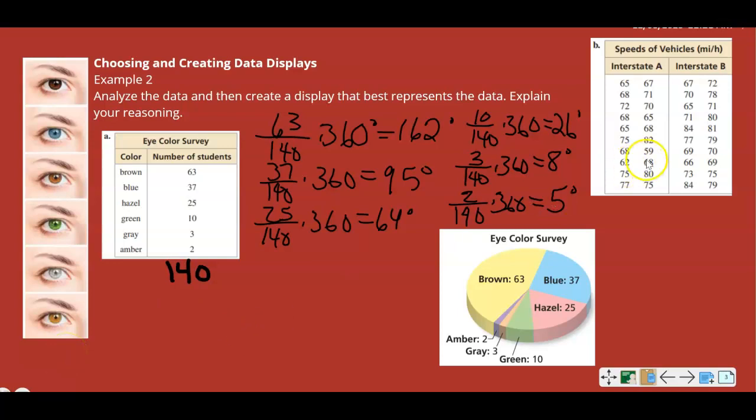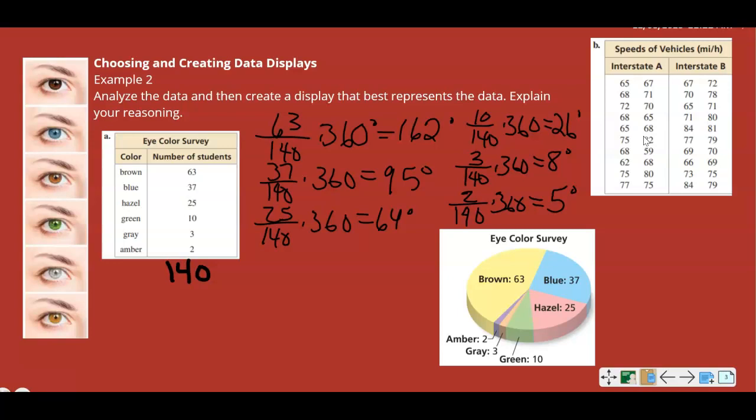All right, going to quickly talk about B part. B part's up here in the corner. It says speeds of vehicles in miles per hour. For this is Interstate A and this is Interstate B. So this is talking about speeds. So the question says analyze the data and create a display that best represents the data. All right, so for this one, I believe I would use a double box and whisker plot. That would be an appropriate way to look at the data from these two tables.